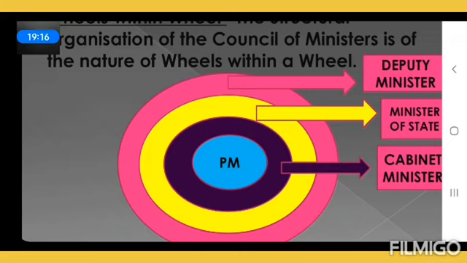So this wheel, that means the cabinet ministers, is called the cabinet. It is a really very powerful part of the real executive. It is very, very powerful, this cabinet.